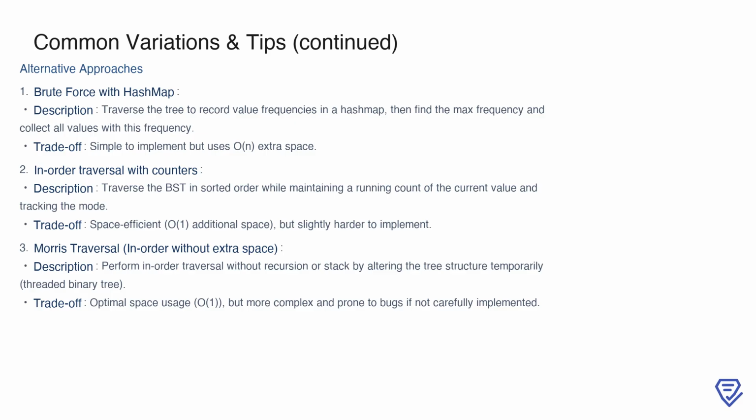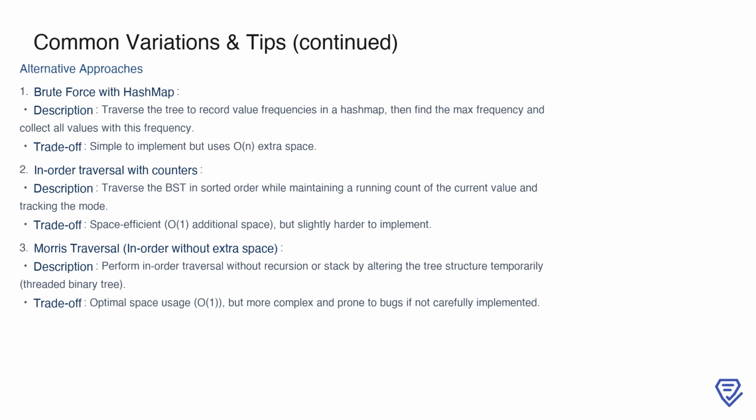Finally, let's look at some alternative approaches to solving this problem. One straightforward method is the brute force approach using a hash map. Here, you traverse the tree and record the frequency of each value in a hash map. Once you've collected all frequency data, you find the maximum frequency and extract the corresponding values. While this method is simple to implement, it requires extra space, which might not be ideal for large trees.